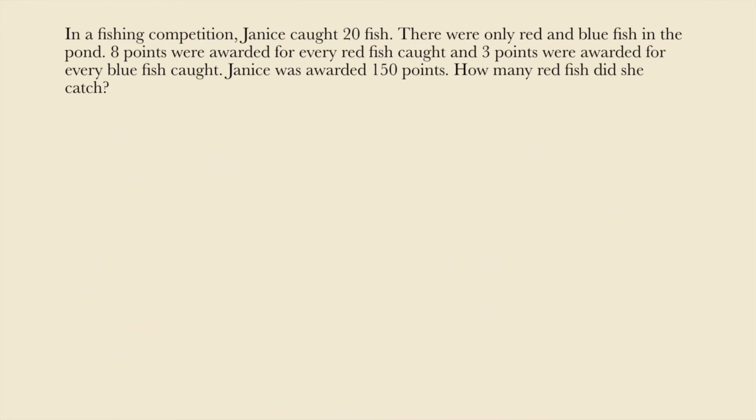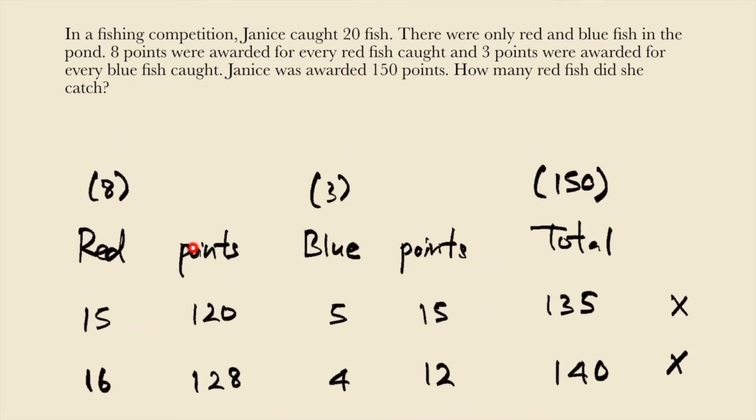In a fishing competition, Janice caught 20 fish. There were only red and blue fish in the pond. 8 for each red, 3 for each blue. Alright, so the table should go like this. 8 for each red, 3 for each blue, total points 150. Let's make a guess. So we've got 20 fish, 15 and 5. Total points 135. Not enough points.